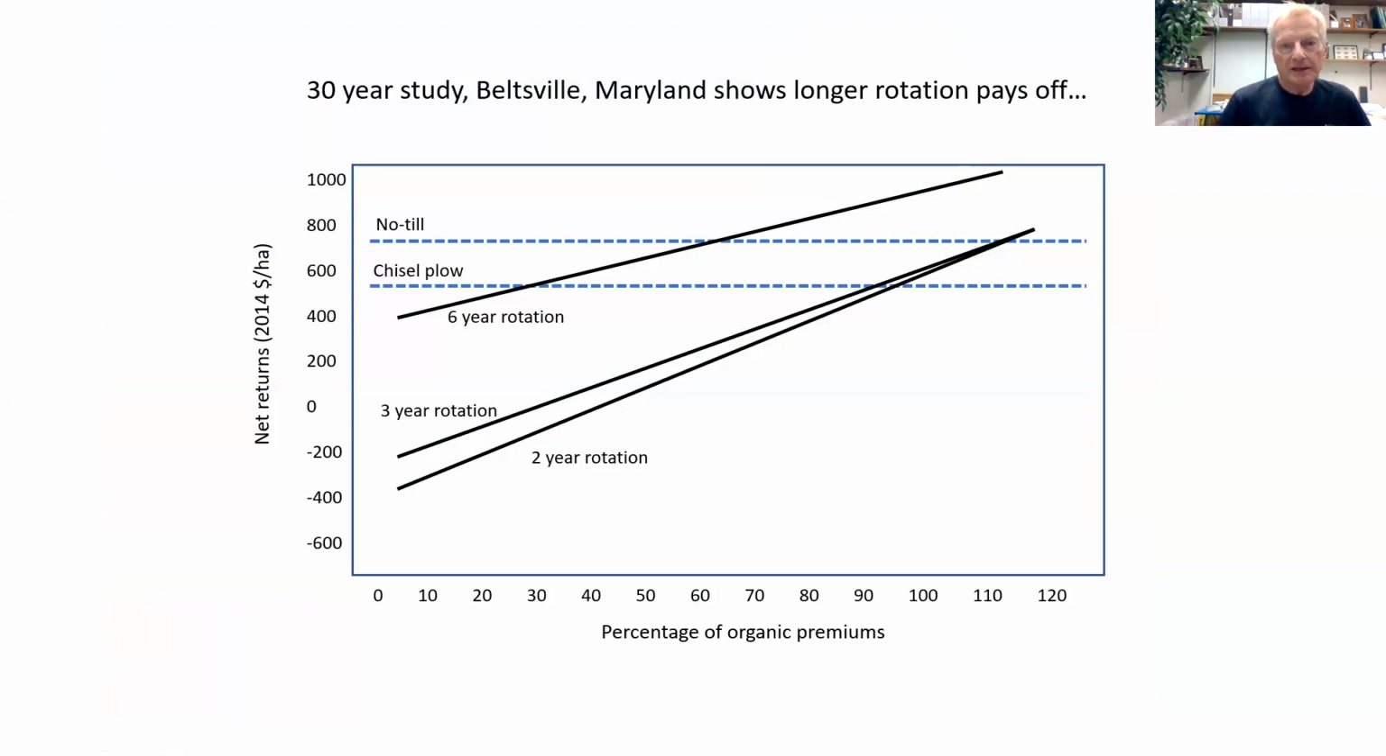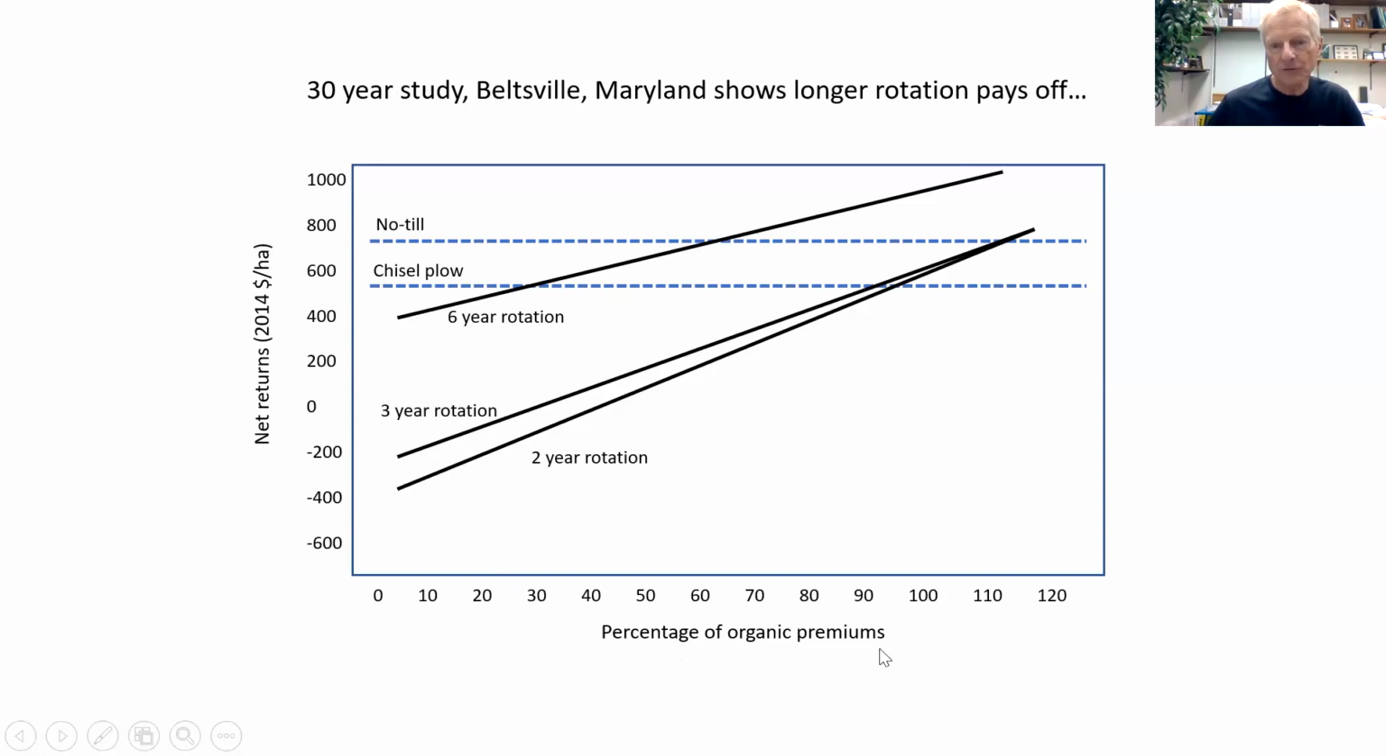A similar study in Beltsville, Maryland, another one of these old organic crop rotation studies, really shows the same effect. What they're showing here is the net return in dollars per hectare. And they've got the two conventional systems, no-till and chisel plow. So the no-till conventional is more profitable than the chisel plow conventional. And then here we have the profitability of 3 organic systems, a 6-year rotation, a 3-year rotation, a 2-year rotation.